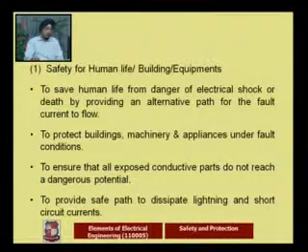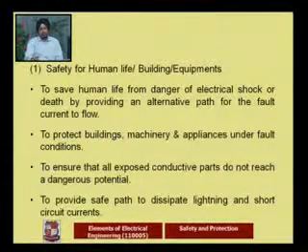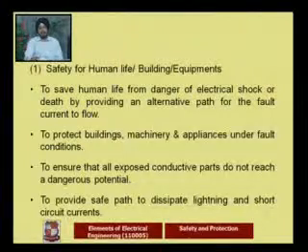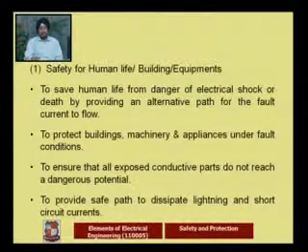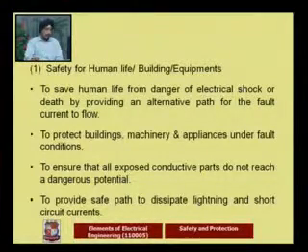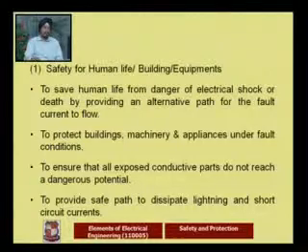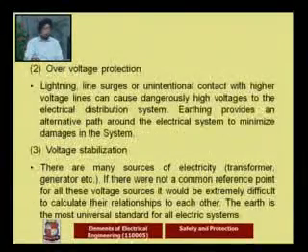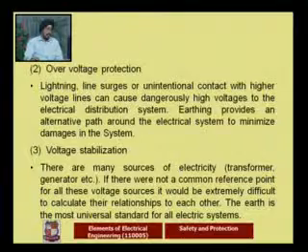Similarly, it will provide protection to the building, machinery and appliances that we use. It also ensures that all exposed conductive parts do not reach a dangerous potential. Whatever parts or appliances are there, they are not going to reach a dangerous potential if proper earthing is provided. Last is to provide a safe path to dissipate lightning and heavy leakage current in case of short circuit.